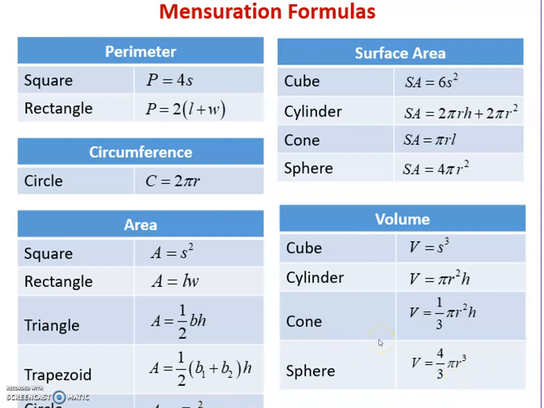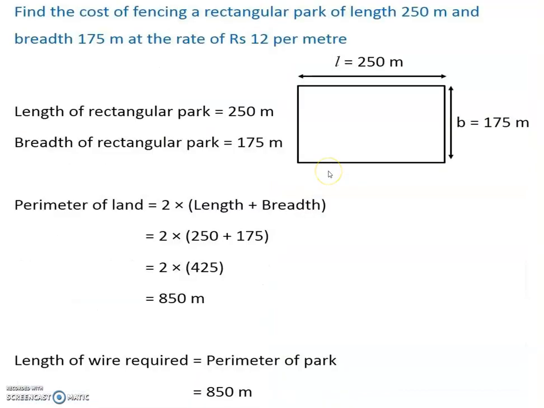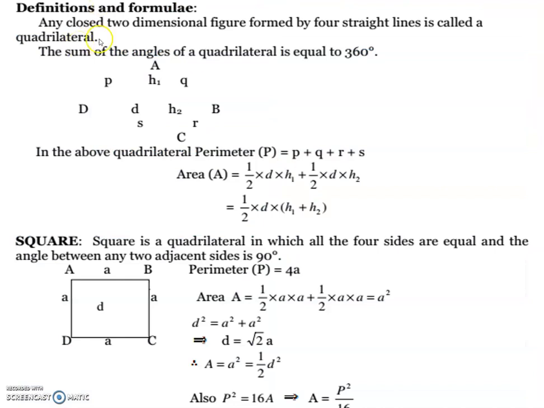Now we have to take the next thing: example, definition and formulae. Any closed two-dimensional figure formed by 4 straight lines is called a quadrilateral. The sum of the angles of a quadrilateral is equal to 360 degrees. In the above quadrilateral, the perimeter is P plus Q plus R plus S.